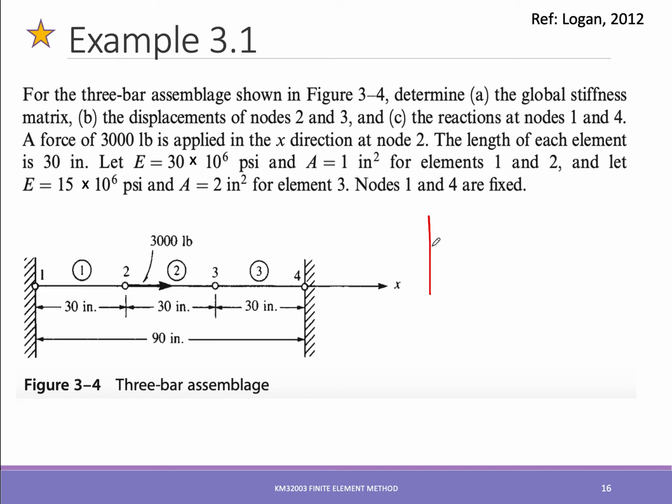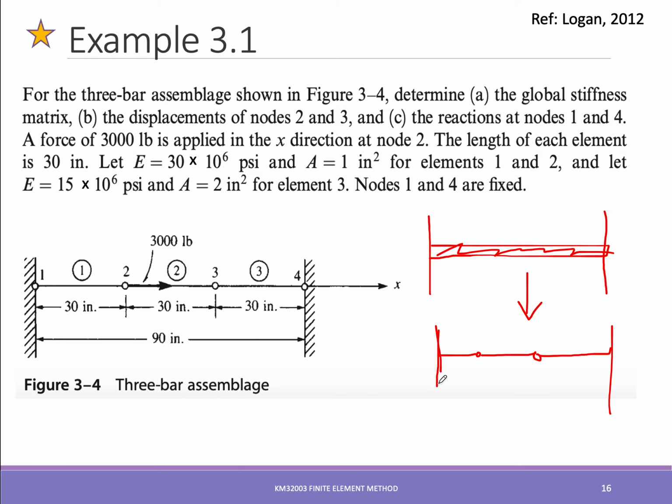So the original problem could be just a simple problem like this, but when we try to transform this actual physical model into a finite element model, we can simplify it, or solve it using 2 nodes or 3 nodes, depending on what you want. So you can transform it into 3 nodes. In this case we intend to solve it using a 3-bar assemblage, so this is a 3-bar assemblage example.